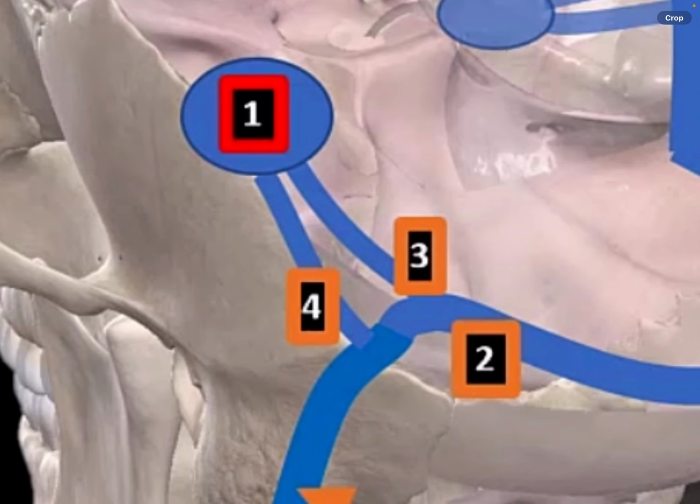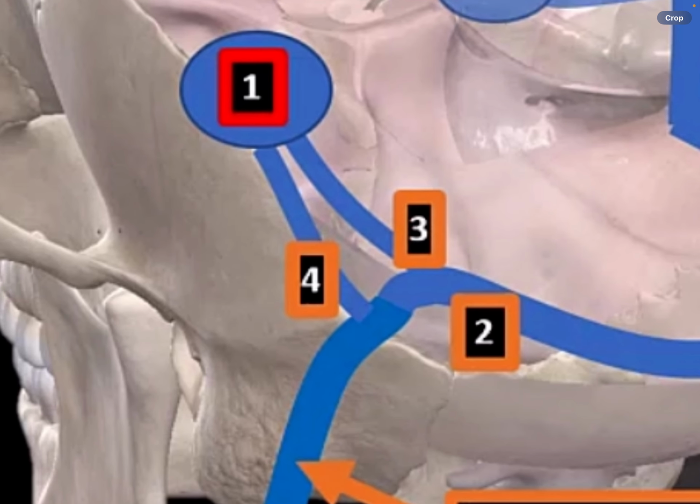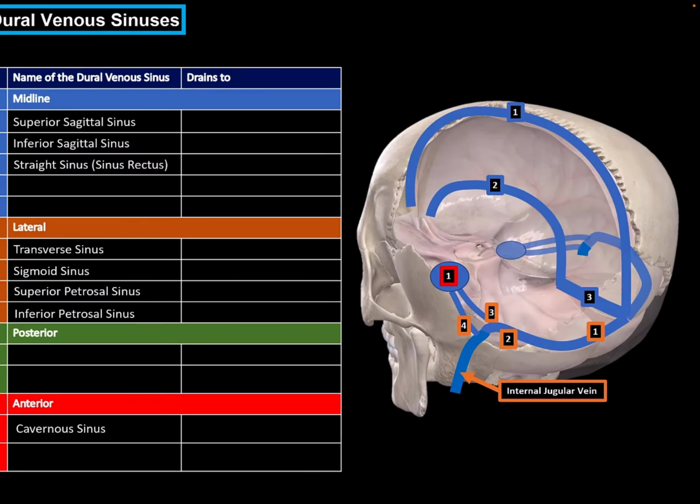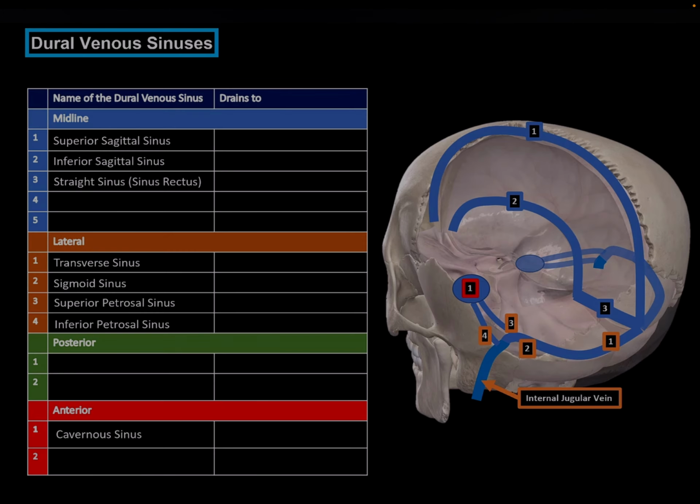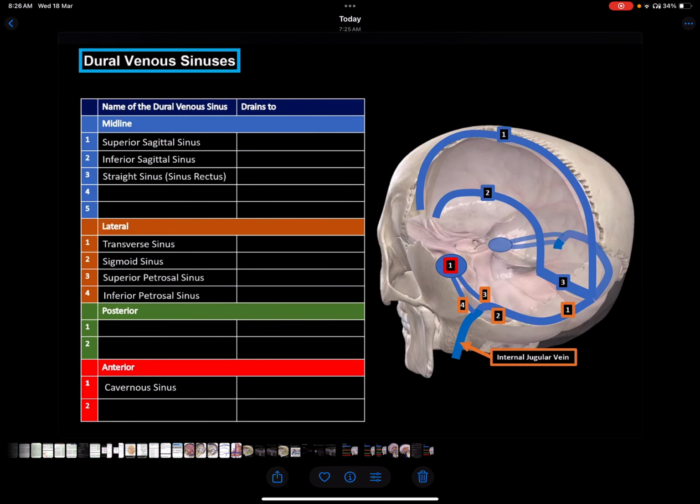The function of the petrosal veins is that they drain the cavernous sinus. The superior petrosal vein drains the cavernous sinus into the sigmoid sinus, whereas the inferior petrosal sinus directly drains into the internal jugular vein. So that's something you need to know. In the lateral aspect, you can see the transverse, sigmoid, superior and inferior petrosal sinuses, right? And anteriorly, you can see the cavernous sinus.